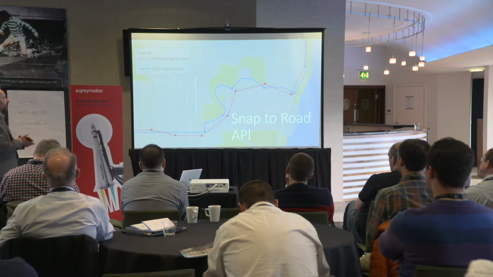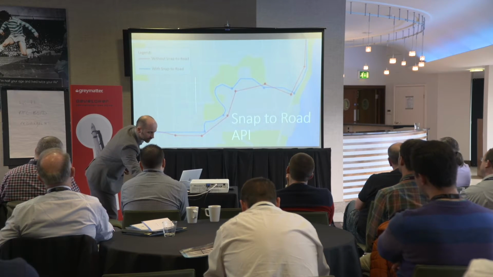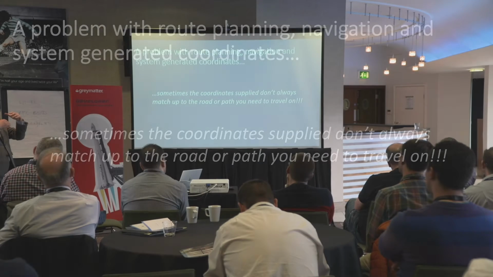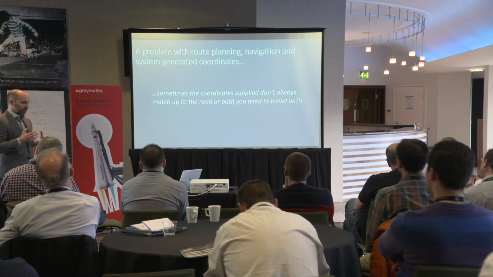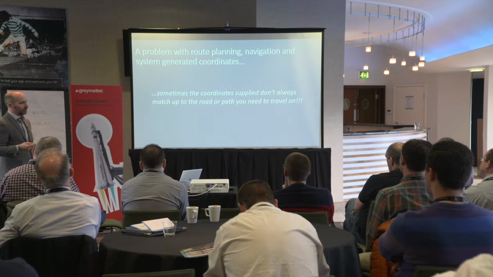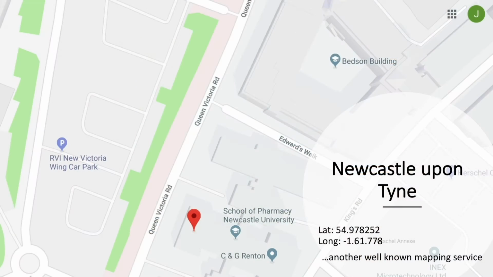Next up is Snap to Road. Kind of like the name suggests, one of the problems that you can sometimes encounter when you're trying to build software that plots coordinates on maps is that the latitudes and the longitudes don't always map to the locations that you're trying to travel on. And it's not uncommon for data that's generated by systems to plot pins in the middle of places that just aren't travelable.